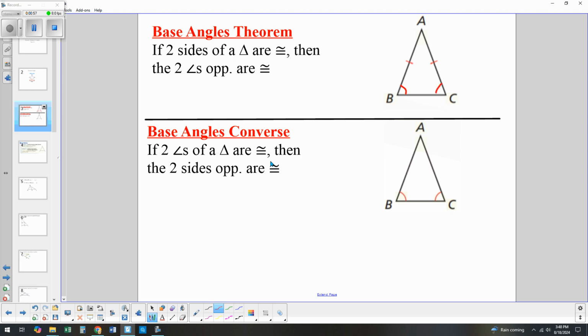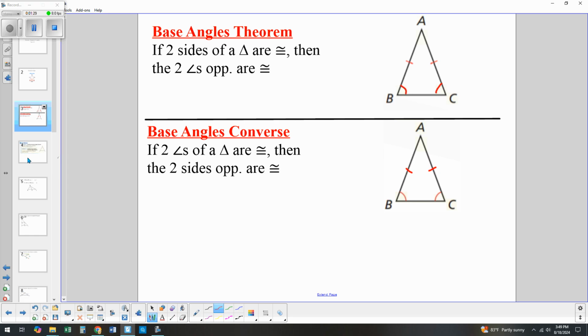The base angles converse. This is our first use of converse when it's not involving parallel, but it is taking the opposite of what we said here. If I started out knowing that two angles were congruent, I can make the sides congruent by the base angles converse. So the base angles theorem, because that's our original, is to say something about angles. It's in the name, the base angles, but the converse is going to do the opposite of that. So that's where we're going to start with the angles and prove something about something else.